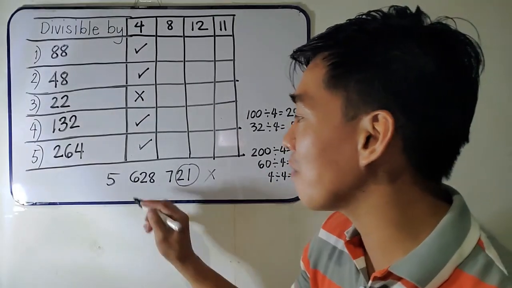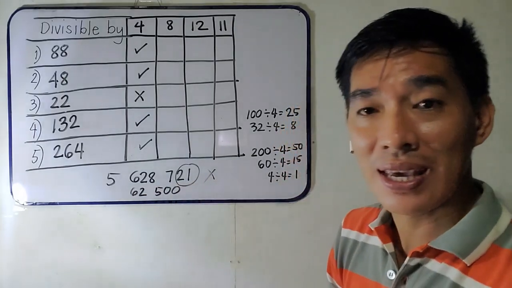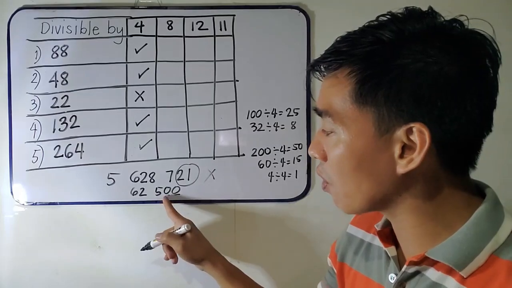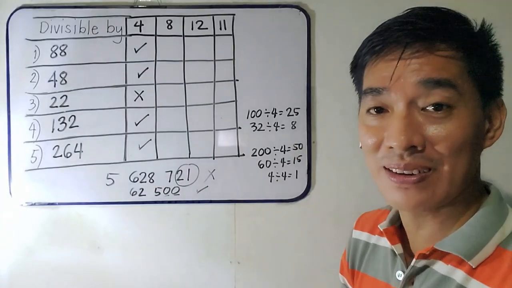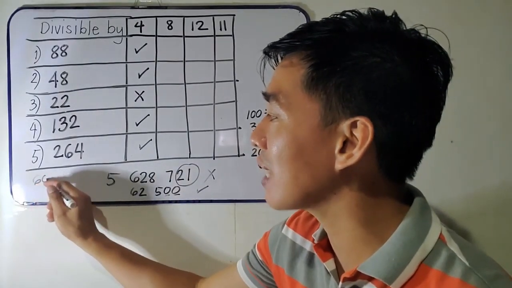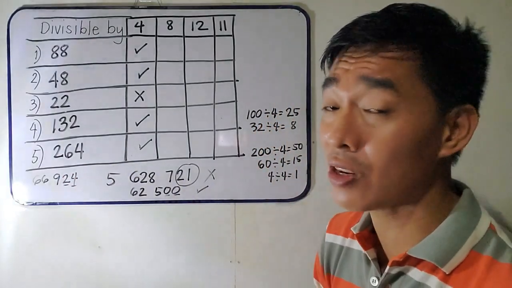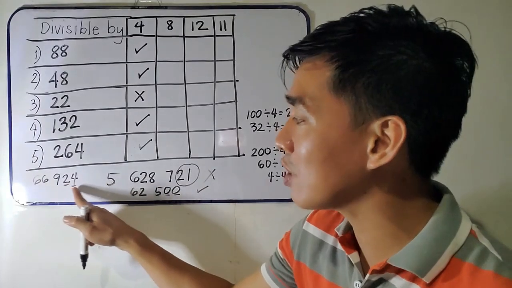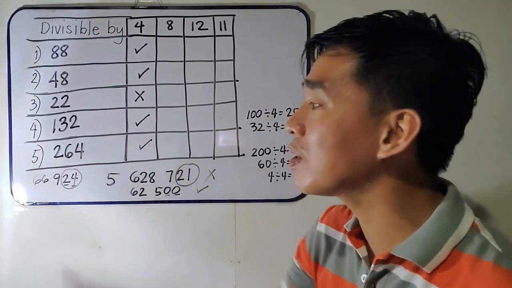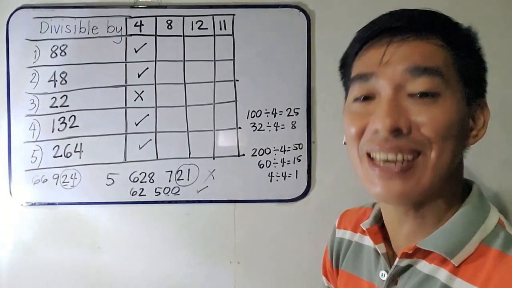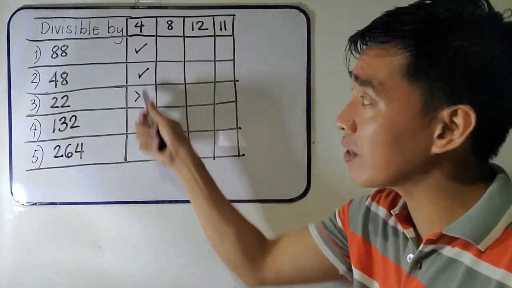Now, in some cases, if you have numbers such as 62,500, the last two digits are both 0, so that is divisible by 4. Another one, if we have 66,924, look at the last two digits. You need not divide the whole number. Last two digits, 24, that is divisible by 4. Therefore, the whole number, 66,924, is divisible by 4. That's how easy. For 4, you are just looking at the last two digits.